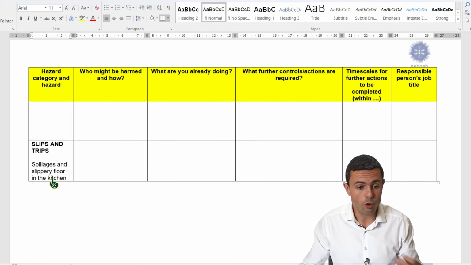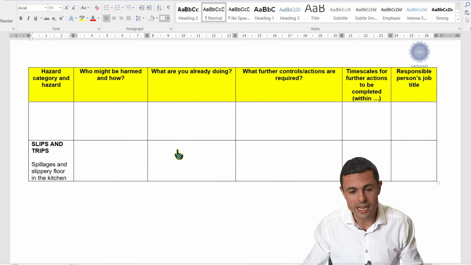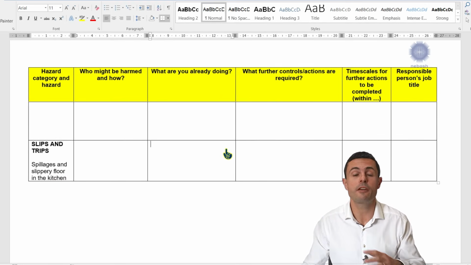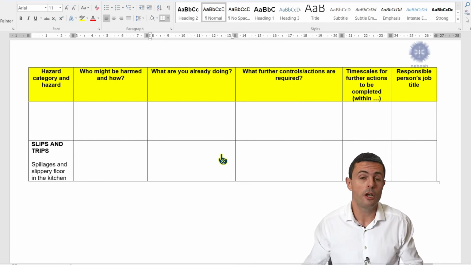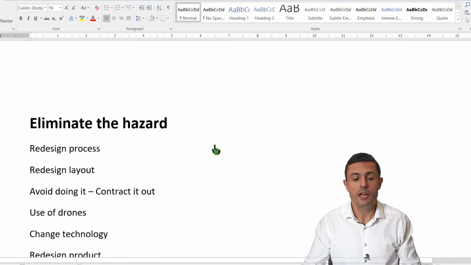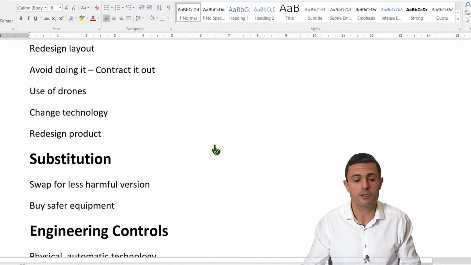Now, when it comes to your practical project, you might have this as a hazard. You might have something like spillages and slippery floor in the kitchen. And so, in between these already, what are you already doing and what further controls are required boxes, we're going to need to see a variety of different control measures. And what we might want to see, again, in relation to the hierarchy, is things like eliminating hazards and substituting hazards. So can we have a safer floor? Can we have a good floor design, which is less slippery? The floor surface is designed to have more grip, and so to reduce the chances of slipping.